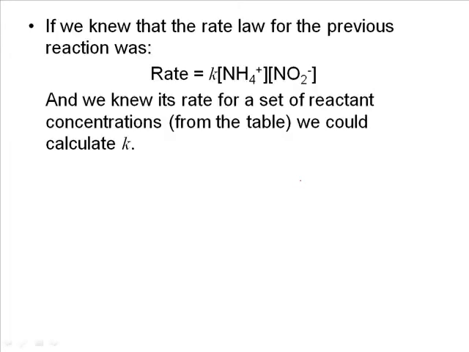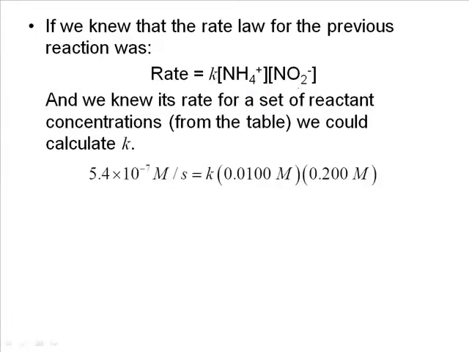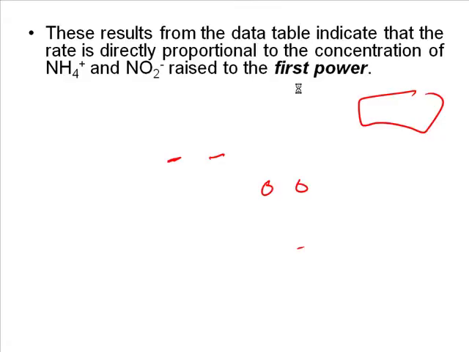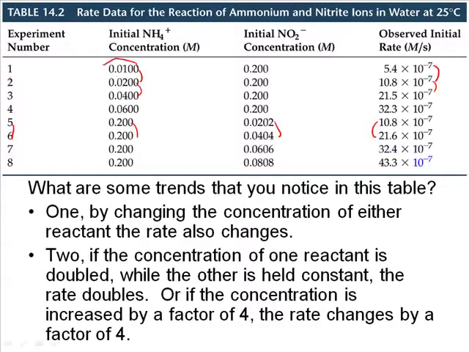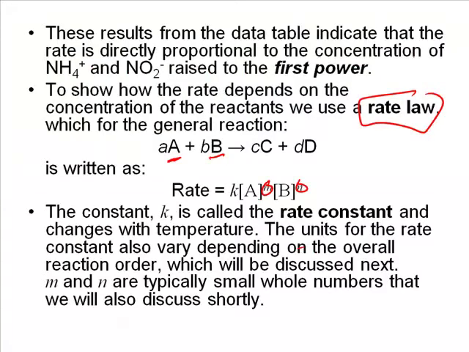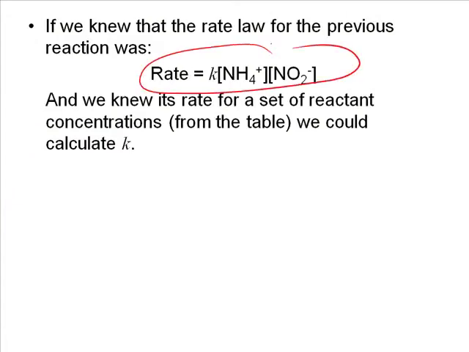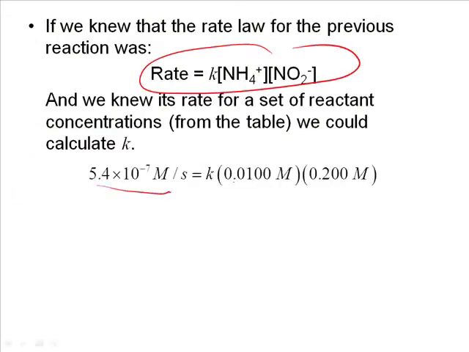So let's say we knew that the rate law for that last reaction was the rate is equal to the rate constant times the ammonium ion concentration times the nitrite ion concentration. We could calculate K. If we just choose any of those experiments, and I think they use the first one, we take the data from the first experiment, so that number and that number, and plug that into our equation. Here's our rate, the concentration of ammonium was that, the concentration of nitrite is that, and all we're solving for is K. Now, mathematically, please, please, please use your units.